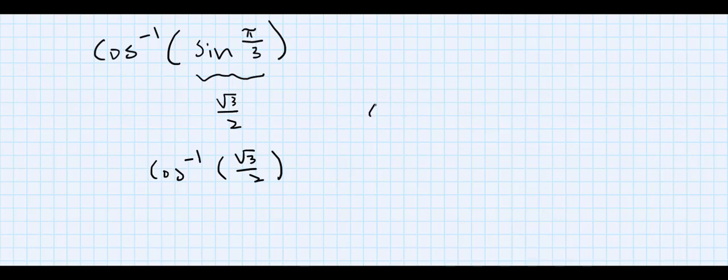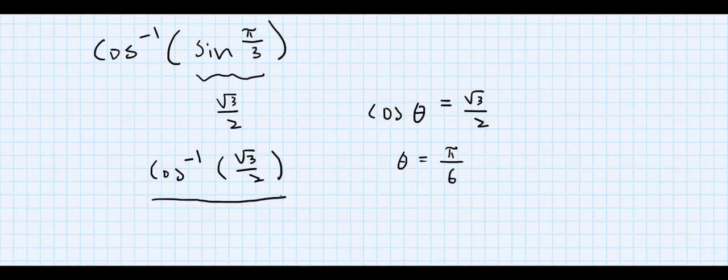So what are we looking at? Cosine of what theta will be radical 3 over 2? Well, the theta is pi over 6. Again, you have to think about the restriction when you talk about inverse cosine, which goes from 0 to pi, and pi over 6 is within that restriction. Therefore, the answer to that problem is pi over 6.